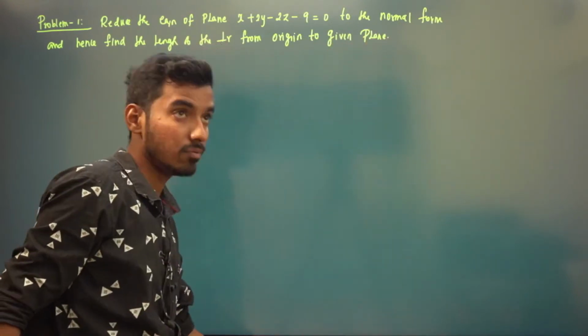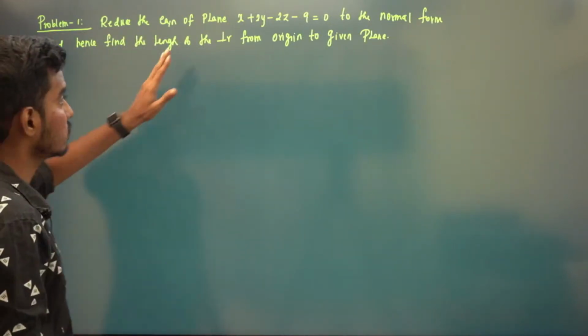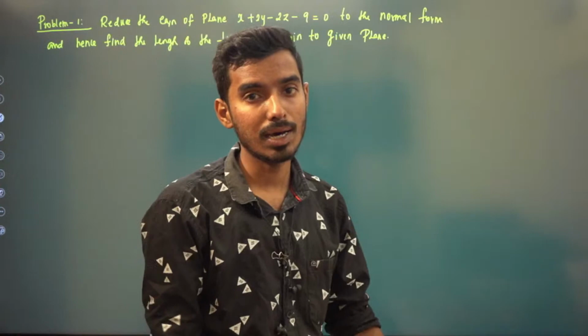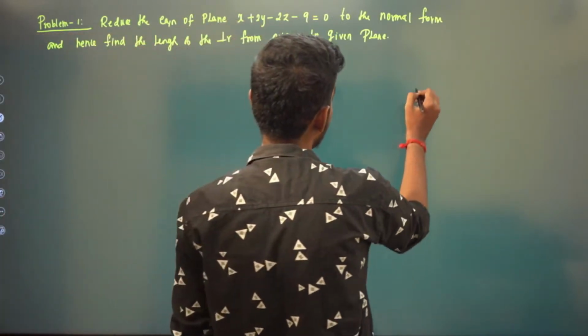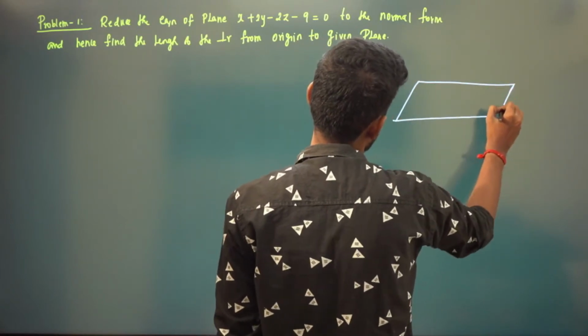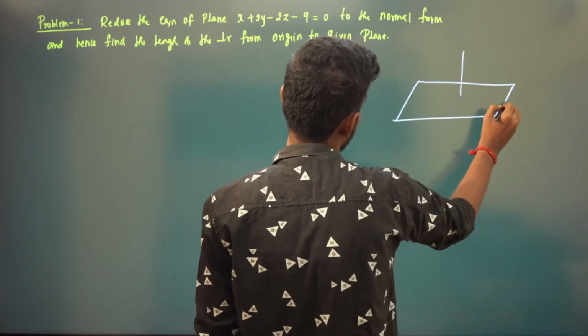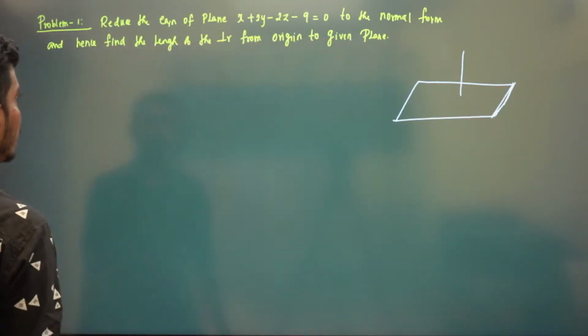Right, very simple problem. We'll do this quickly. So we need to reduce this to normal form, that is, we need to convert general form to normal form. After that, we need to find the length of the perpendicular.